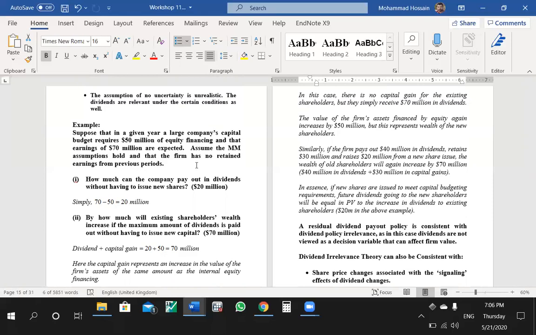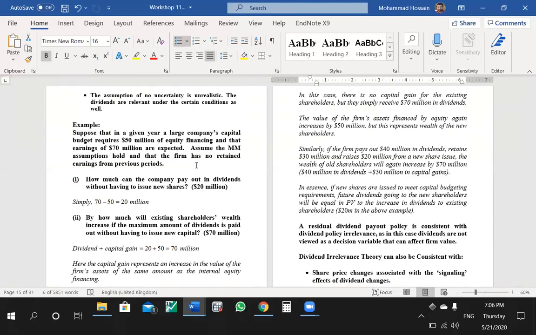Okay. Then assume the Miller and Modigliani assumptions hold and that the firm has no retained earnings from previous period. So how much can the company pay out in dividends without having to issue new shares? Okay. So the company can pay $20 million of dividend. How can they pay this 20 million? Because they will have $20 million profit. So if they pay the whole amount of money, there is no retained earnings.